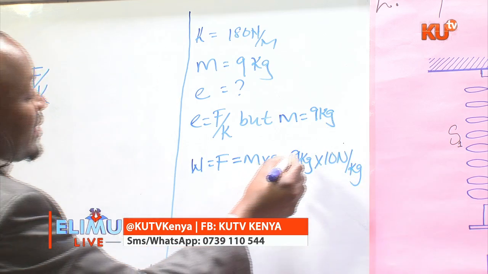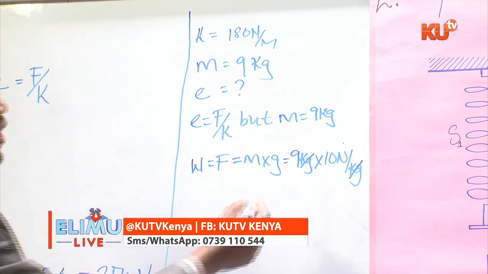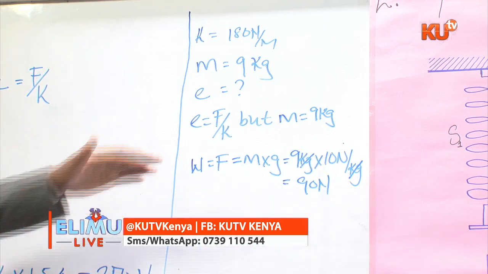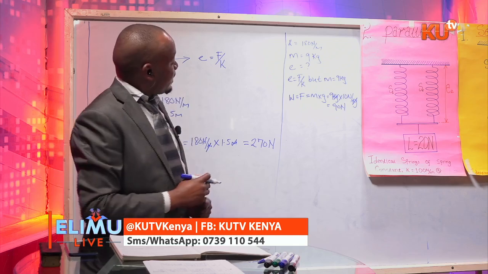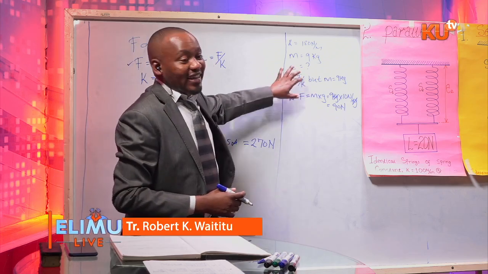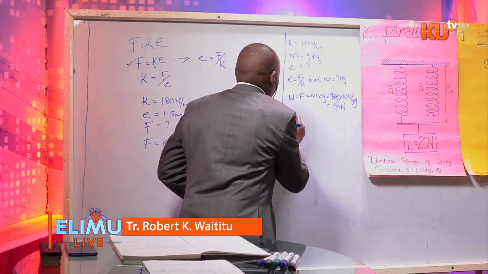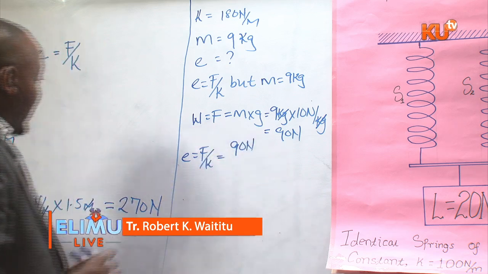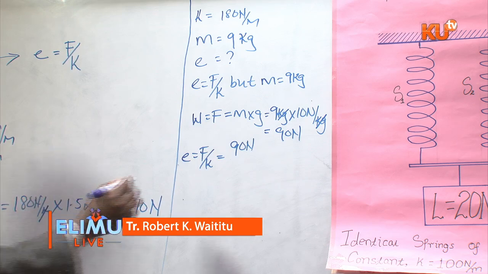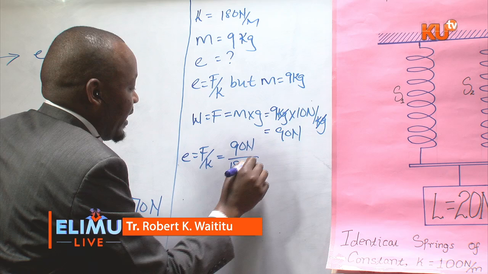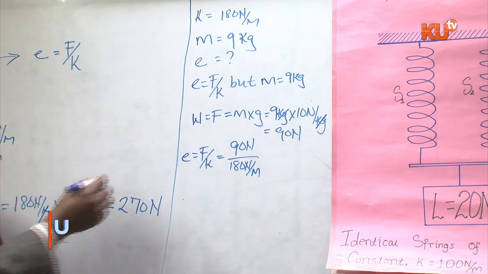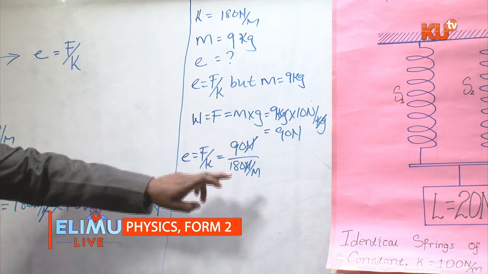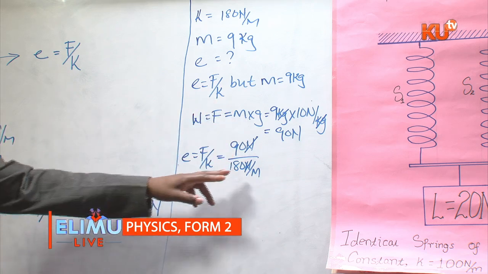Again, the units for mass will cancel out, and we're going to have 9 multiplied by 10, which will give us 90 newtons. All these steps will be awarded as you work out. And therefore, having converted our mass to force, we can substitute in our formula, where extension is force over spring constant K. In this case, our force has been found to be 90, and our spring constant was given as 180 newtons per meter. Our units for force will cancel out. We have newtons in the numerator as well as newtons in the denominator. What we are remaining with are meters.